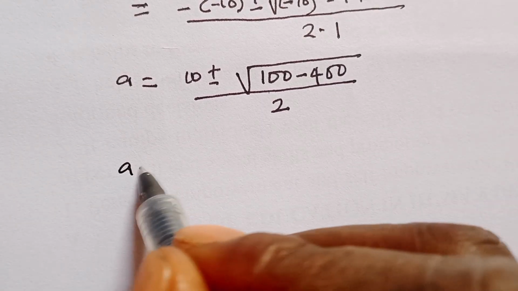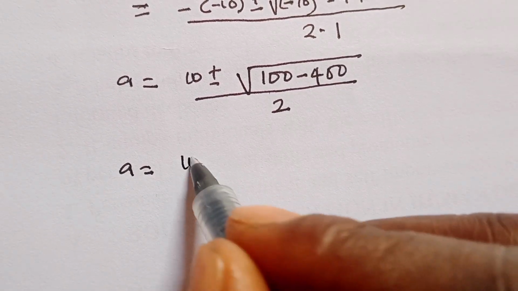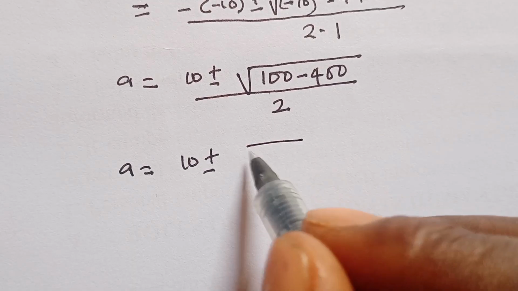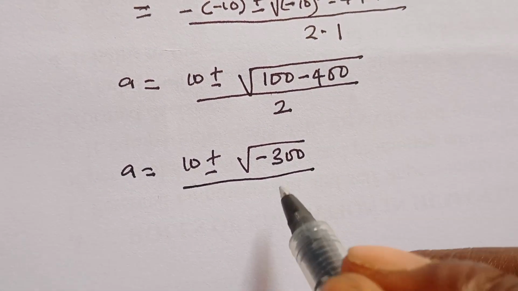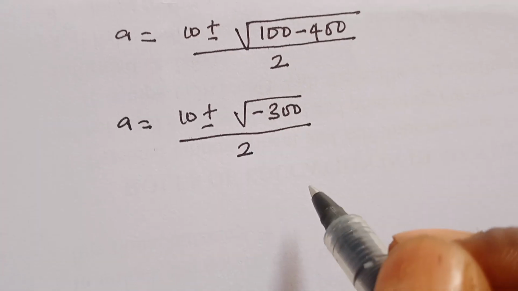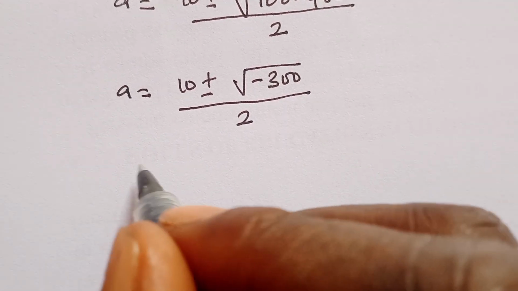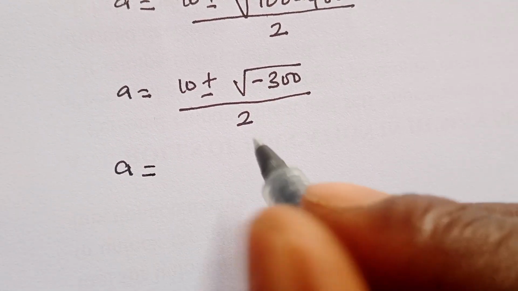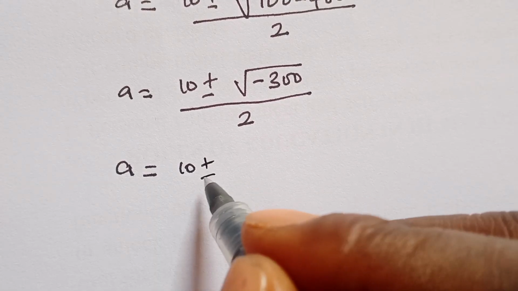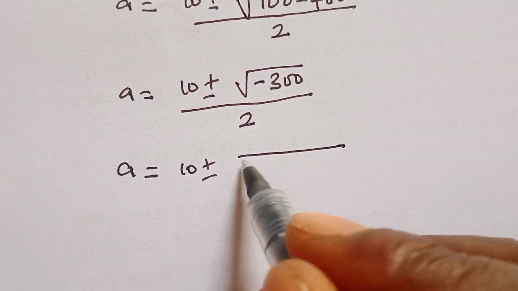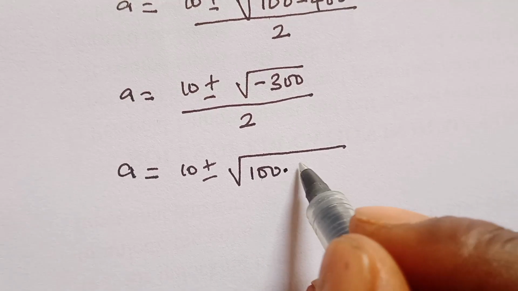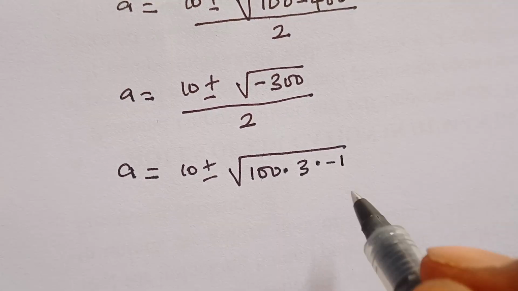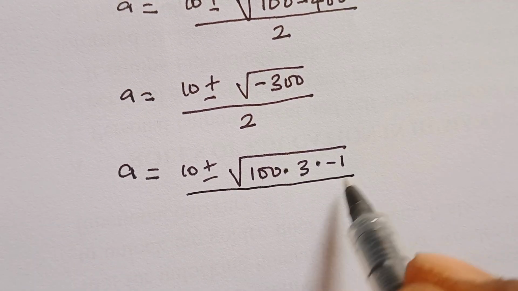So if you look at this critically, I'll be having 10 plus or minus square root of 100 minus 400, that will give me minus 300, everything divided by 2. Now, it's getting interesting. So I now have 10 plus or minus square root of, I want to split this 300, I will be having 100 times 3 times minus 1, everything divided by 2.